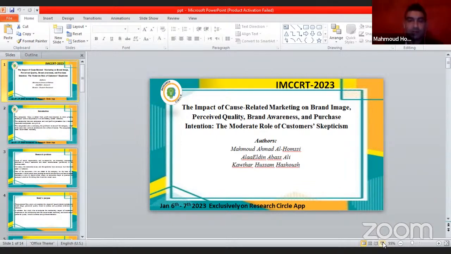Okay, okay. The impact of cause-related marketing on brand image, perceived quality, brand awareness, and purchase intention. This is the title of the paper, and the moderating role of customer skepticism. The authors are Mahmoud Al-Humsi, PhD in business, Ala Abbas, associate professor at BAU, Beirut Arab University, and Kawthar Hussam Hashosh, from the Faculty of Literature and Human Science at Lebanese University.